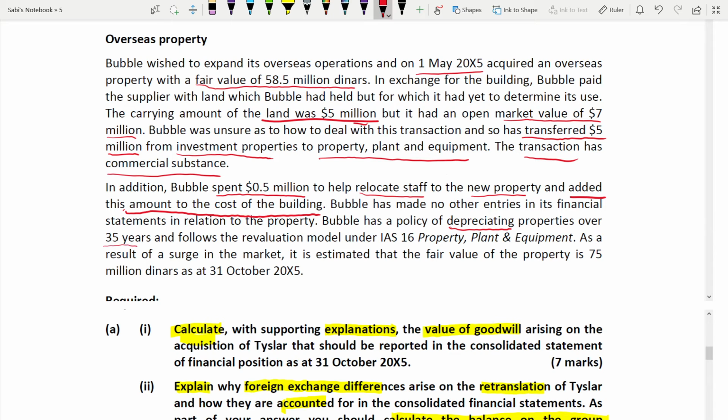And follows the revaluation model. So revaluation model under IAS 16. As a result of the search in the market, it is estimated the fair value of the property is 75 million dinar. So the fair value of the property is now 75 million dinar as of 31st October 2005 because market price increased. Okay.